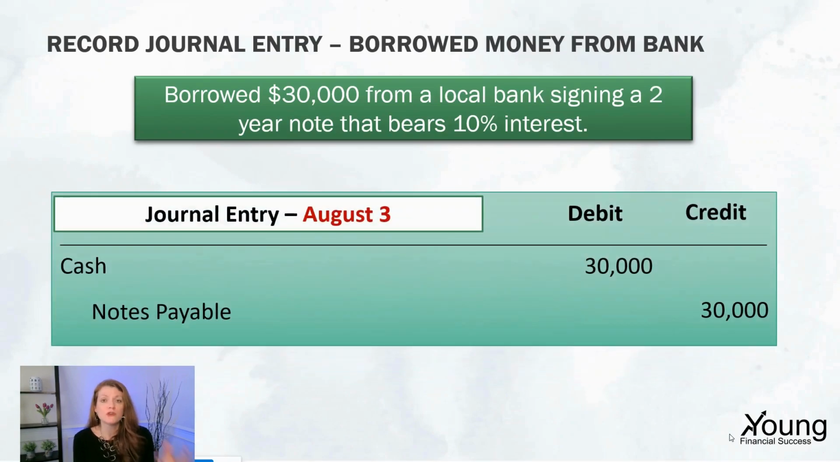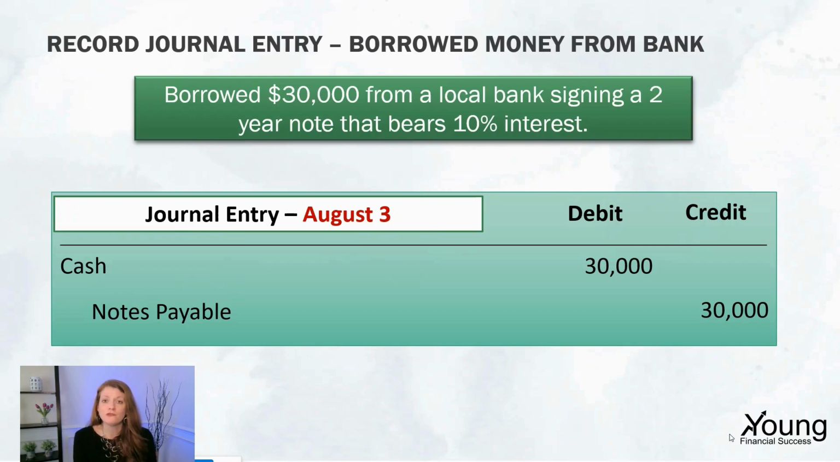We are just going to show the cash coming in for 30,000 and the note payable. Remember, note payable is whenever it's really official, it's bearing interest, there's signatures. Accounts payable is whenever it's going to be unofficial, it's usually just an invoice. And the interest would come into play later on as time passes. But on August 3rd, when they first took out this loan, no interest has actually been incurred yet. So we don't record anything for that yet.